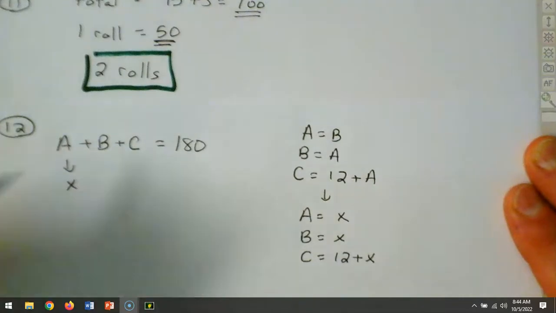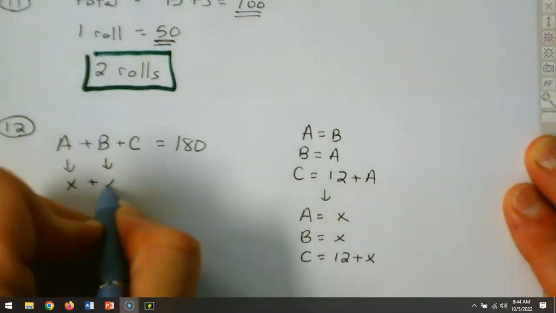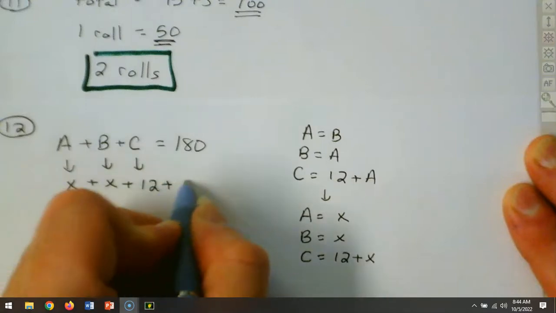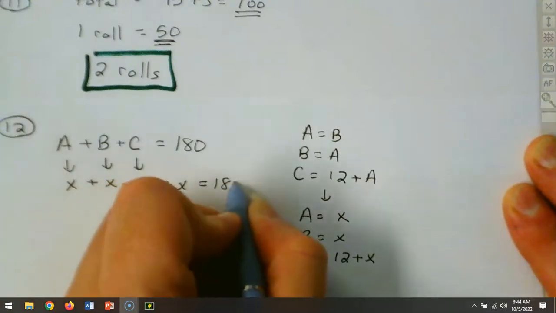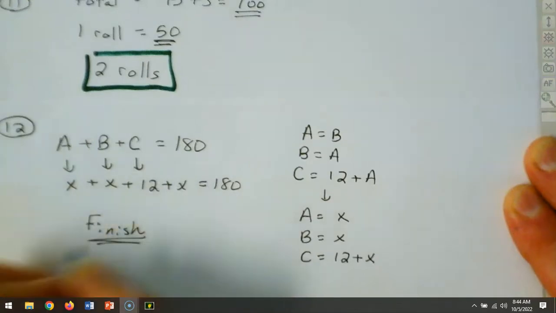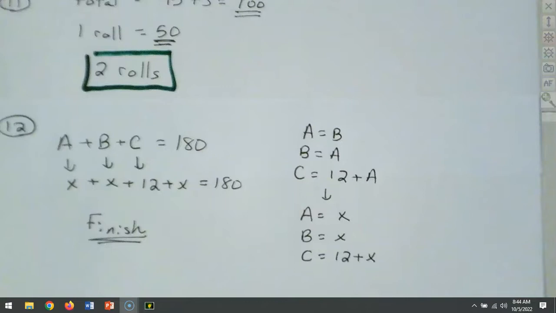Replacing, there's A, there's B, and there's C. And I think you can finish it from there. You'll be able to add those together, move the 12 over and divide.